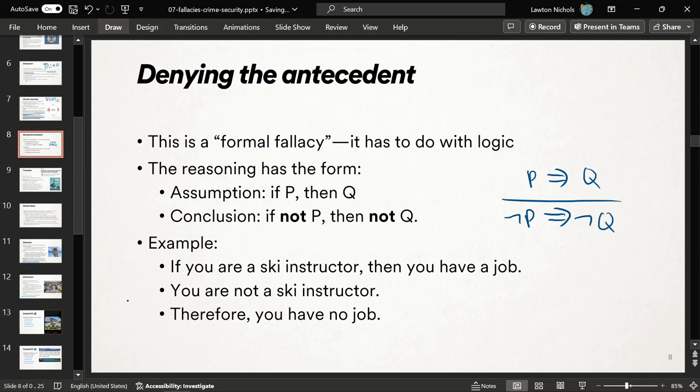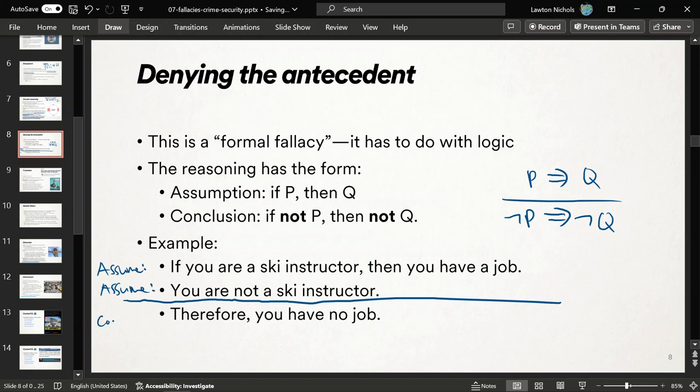So here's an example argument that has this fallacy, the denying the antecedent fallacy. This is not a correct conclusion, surprisingly. Here's a good example why. So here are two assumptions. Assume this and assume this. And here is a conclusion based on those assumptions.